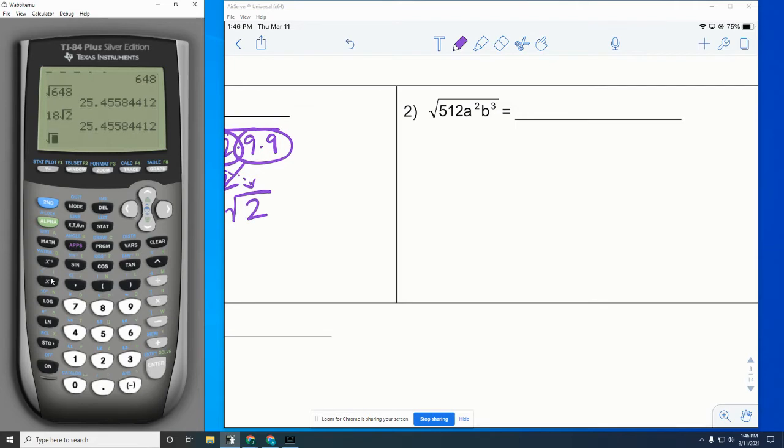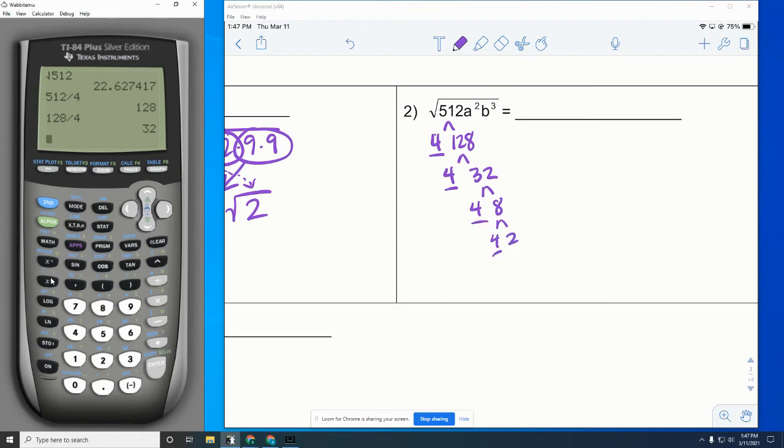Number 2, check your square roots first. Doesn't work, so we got to break this down. Let's see, maybe a 4. Oh, okay, that's not that bad. Let's see if 128 is divisible by 4. Oh, yes, it is. So look, I have a pair of 4s, so I don't need to continue breaking those down. 32 is going to be 4 times 8. 8 is 4 times 2.